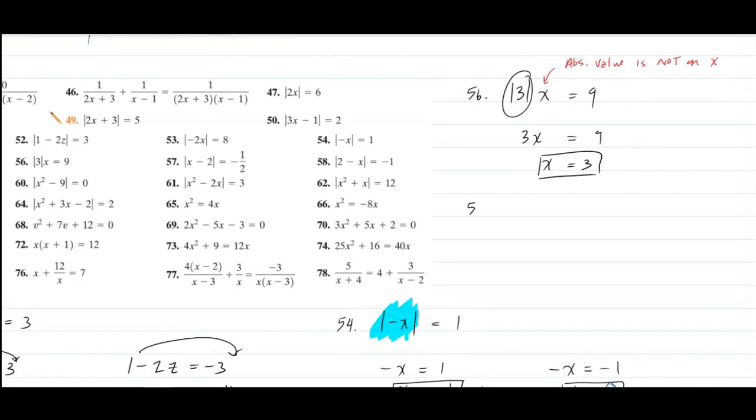Here's another question that's gotten students. Actually, when I began my teaching career, it got me, and I was quite embarrassed, because I wasn't thinking about it. I was just going about things. So number 58 says the absolute value of 2 minus x is equal to negative 1. And I want you to just stop right here and say that this is no solution.